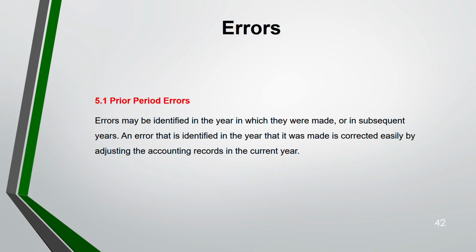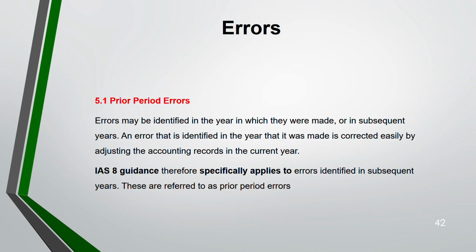Now, finally, errors. So we have moved to the final part of this lecture, that is errors. Prior period error. An error that has been identified. Okay. It can be identified anytime. It can be made in the current year, previous year, or subsequent year. An error that is identified in the year that it was made is corrected easily by adjusting the accounting records in the current year. Simple.